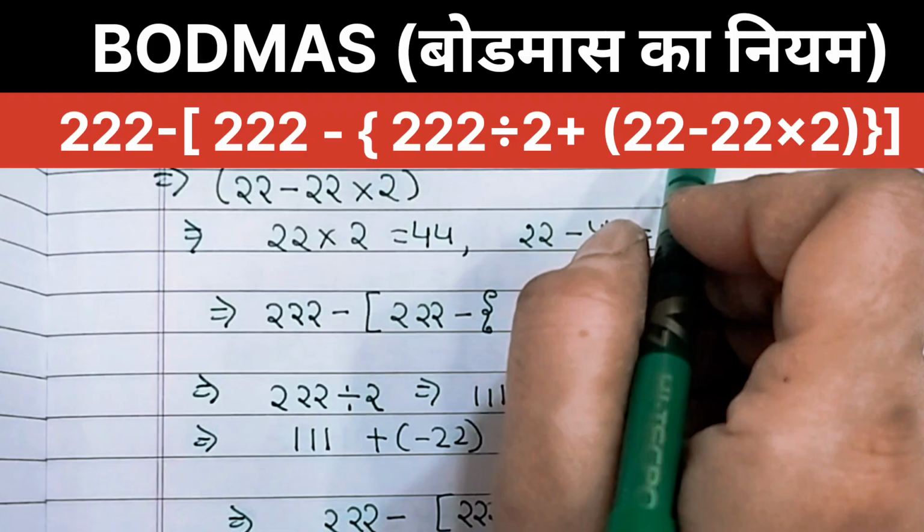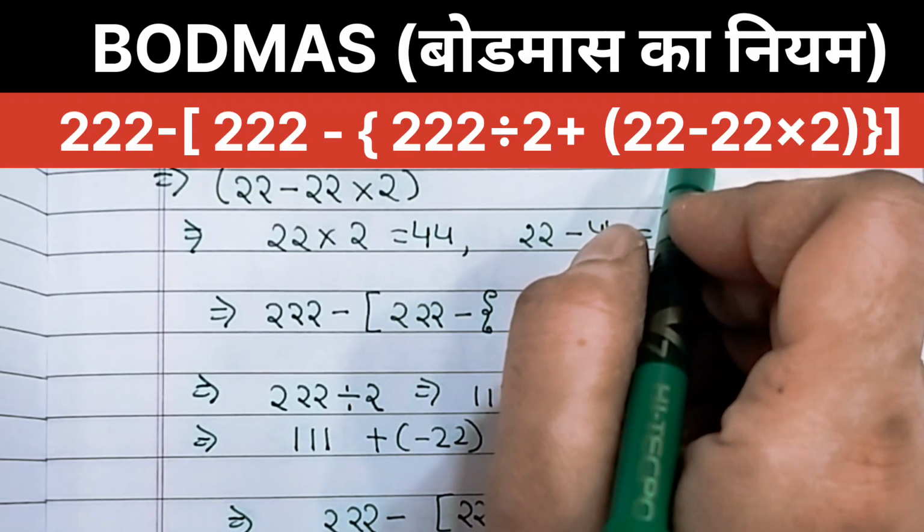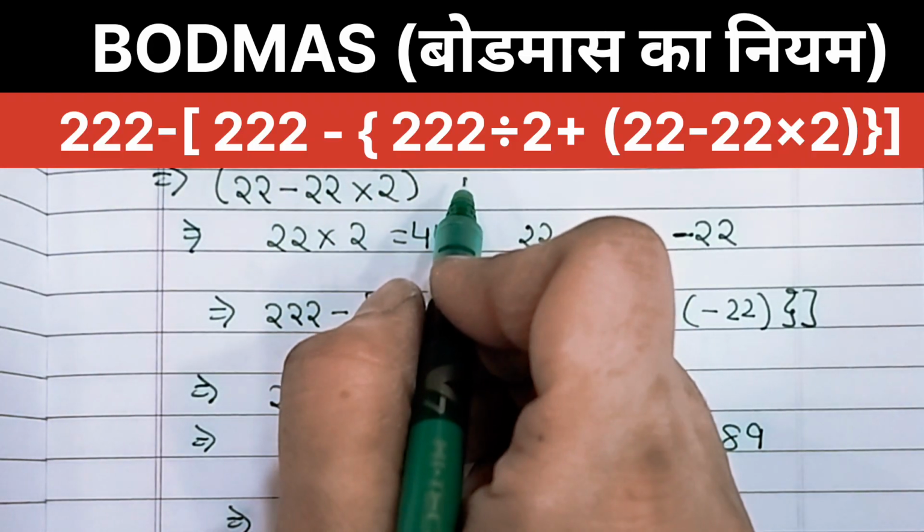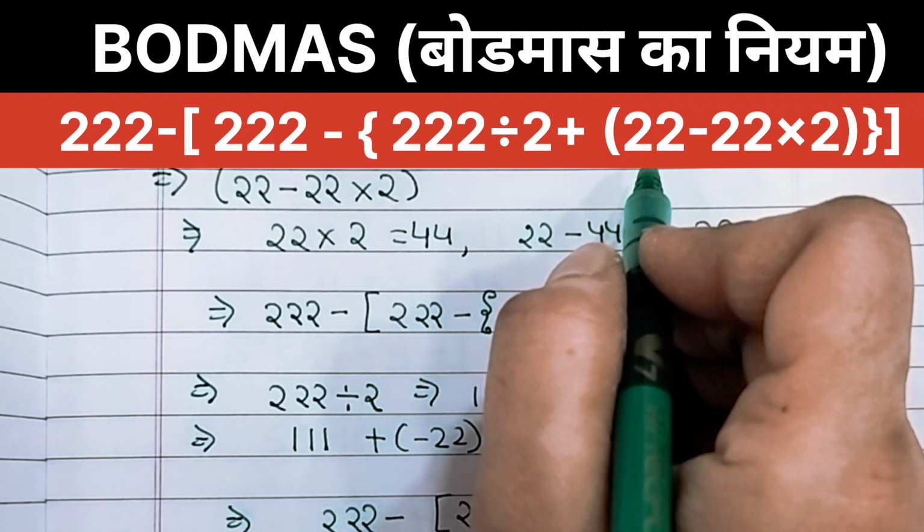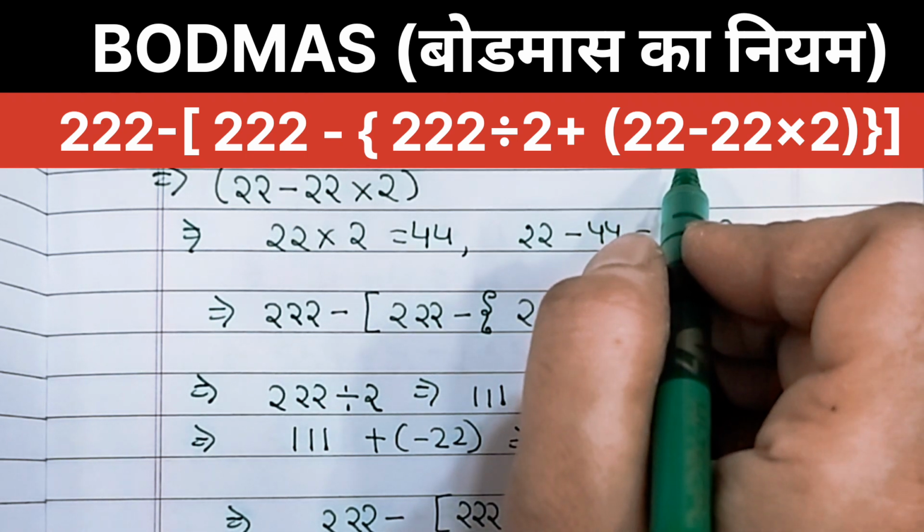Final conclusion of this expression: by systematically applying the BODMAS rule starting from the innermost brackets and following the priority of division over addition, the final answer is 89, and I hope it is clear.